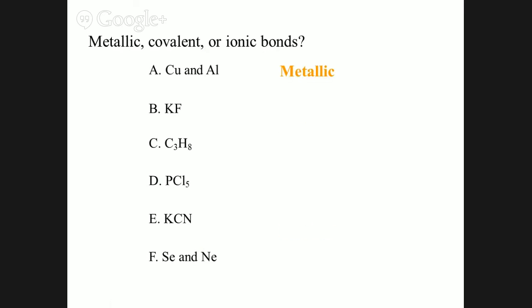Metallic, correct. All right. KF, potassium and fluorine. Ionic, that's right. Potassium, K, column 1, an alkali metal. F, fluorine, a halogen, a nonmetal. So it is ionic. All right. C3H8, covalent, carbon and hydrogen, both nonmetals. That is correct. Okay, PCl5.